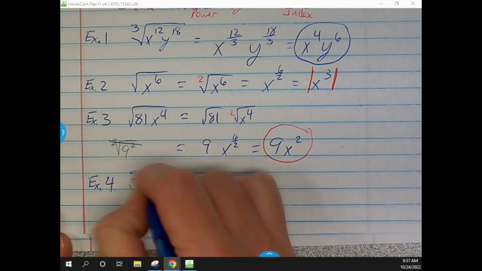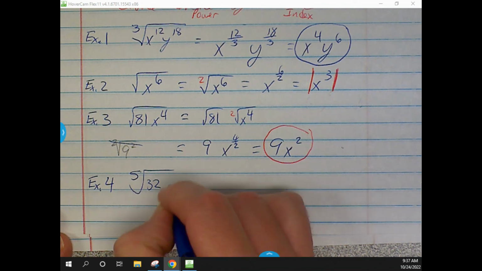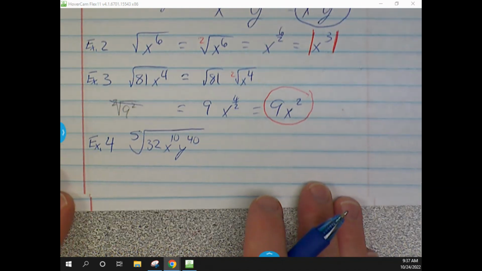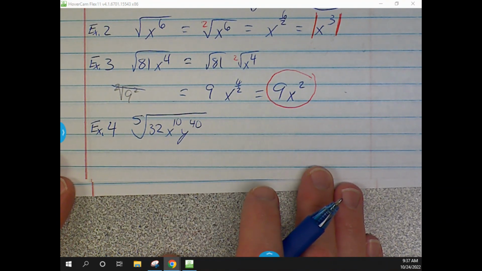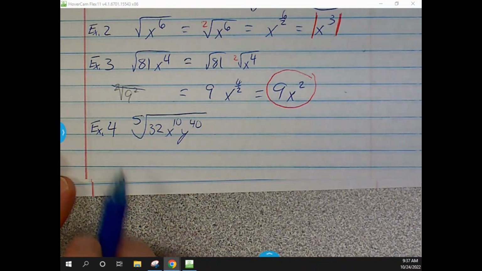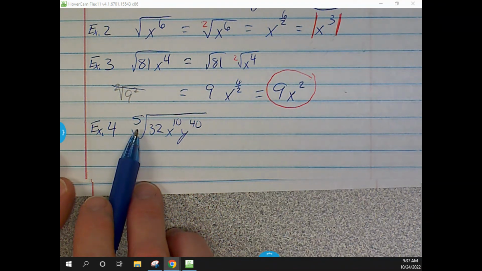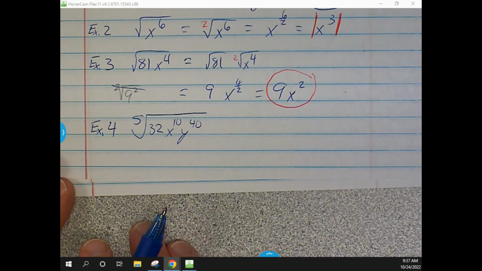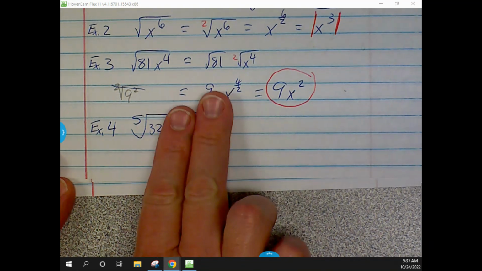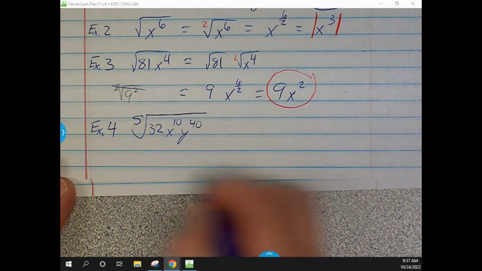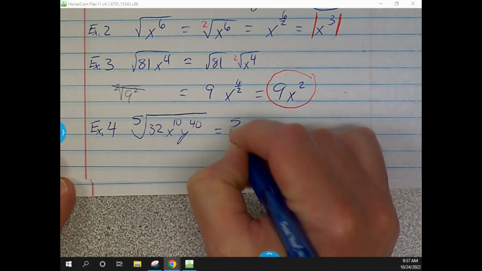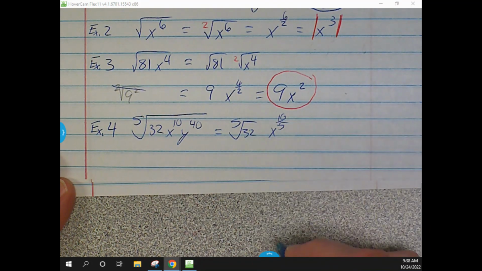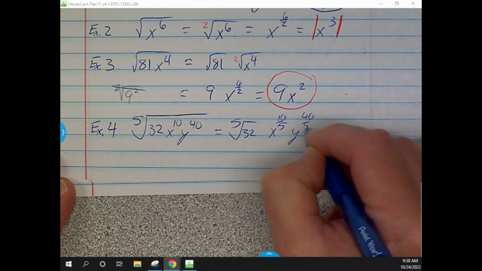All right, so let's do the fifth root of 32, x to the 10th and y to the 40th. All right, good news on this one is, notice it's an odd index. We don't have to worry about absolute value. So as soon as you see this is an odd index, you go, all right, we don't have to worry about the whole absolute value thing. If we check the fifth root of 32, we've already done that, correct? That would be 2. So we can do the fifth root of 32. We can take the x and have it be 10 divided by 5. We can take the y and have it be 40 divided by 5.